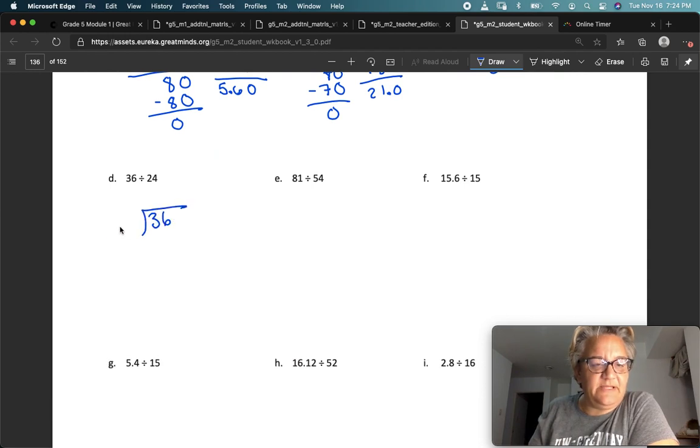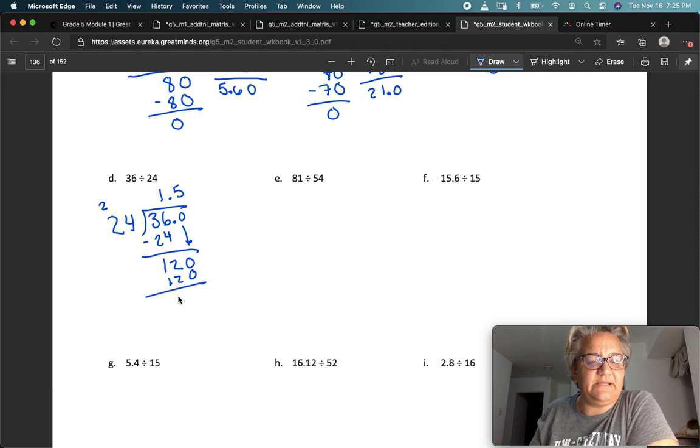36 divided by 24. And 24 will go into 36 one time with a remainder of 12. Now I'm going to add a tenths place 0. And 24 into 120 will fit 5 times, 6 times, 5 times. Let's try 5 times. 5 times 4 is 20, carry the 2. 5 times 2 is 10, plus 2 is 12. There it is, right there.